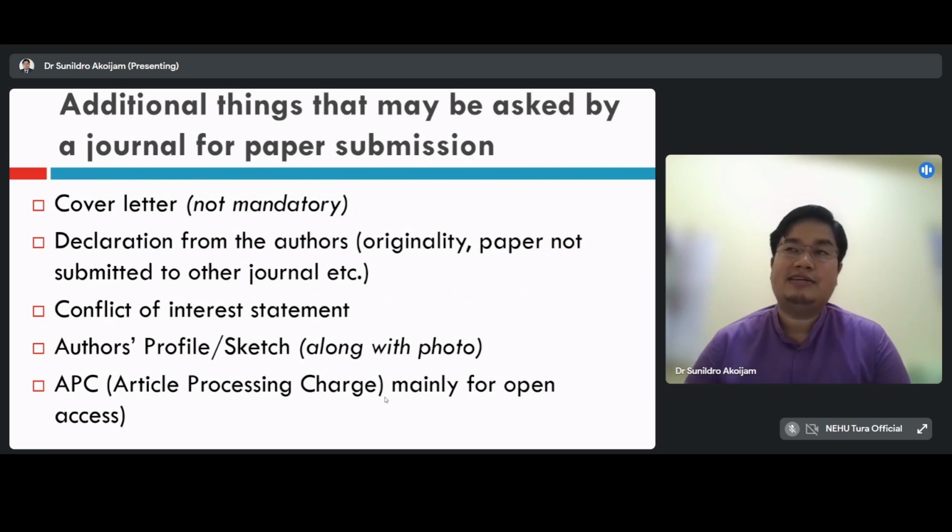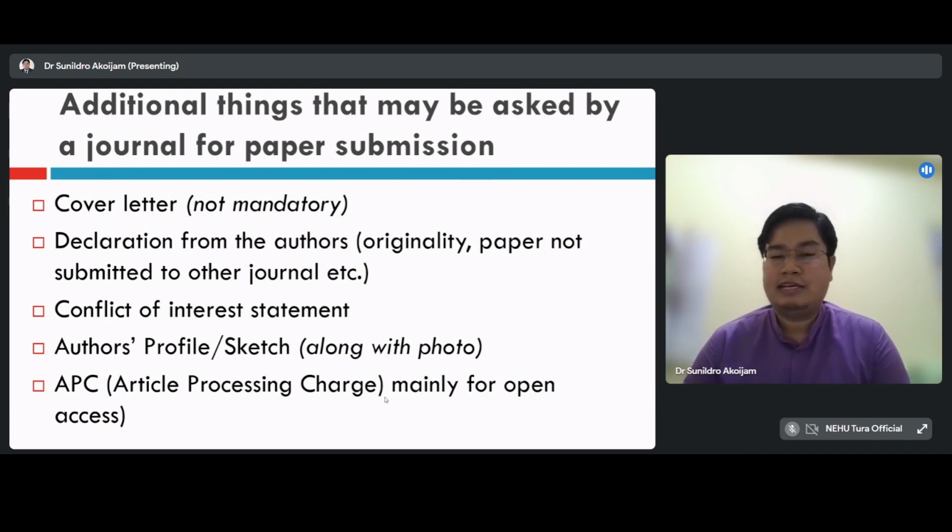Okay, and then conflict of interest statement. This has become very prominent in today's time, wherein there are several ethical issues that have come up, because of which the journal editors want the authors to include this section also, conflict of interest section. It means if there is a possibility of any conflict in the future related to your study, then you have to declare it here under this section, the conflict of interest section.